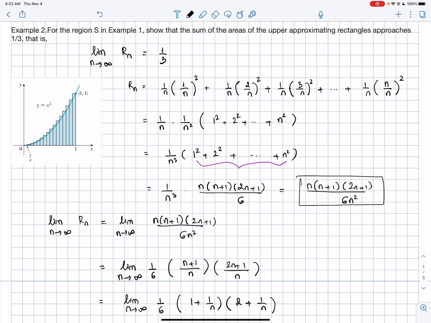So if we just look at this first rectangle, the width is 1/n and the height, you plug in, so you get (1/n)squared. So that is the area of the first box.